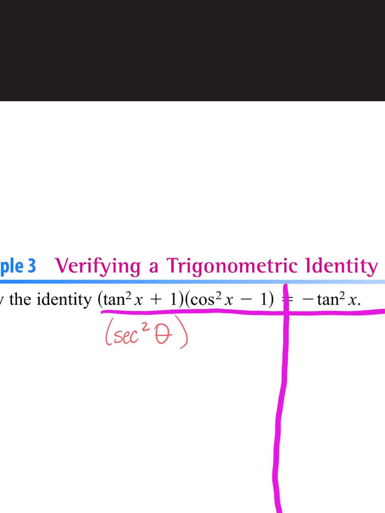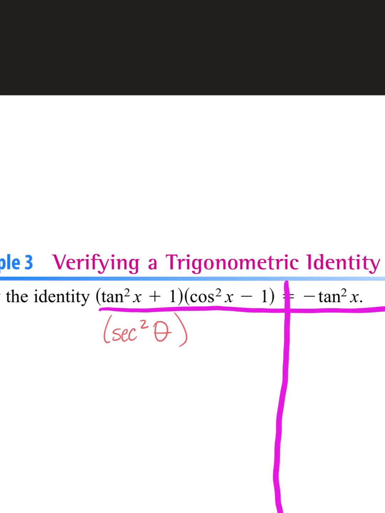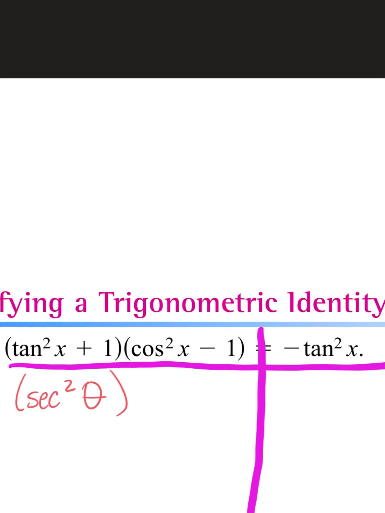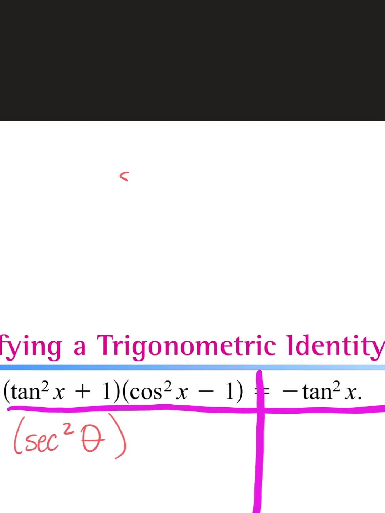Now, this next one is a little tricky. Cosine squared, and it's attached with a 1. Which Pythagorean identity deals with cosine squared and has a 1? The first one, sine squared plus cosine squared equals 1, right?